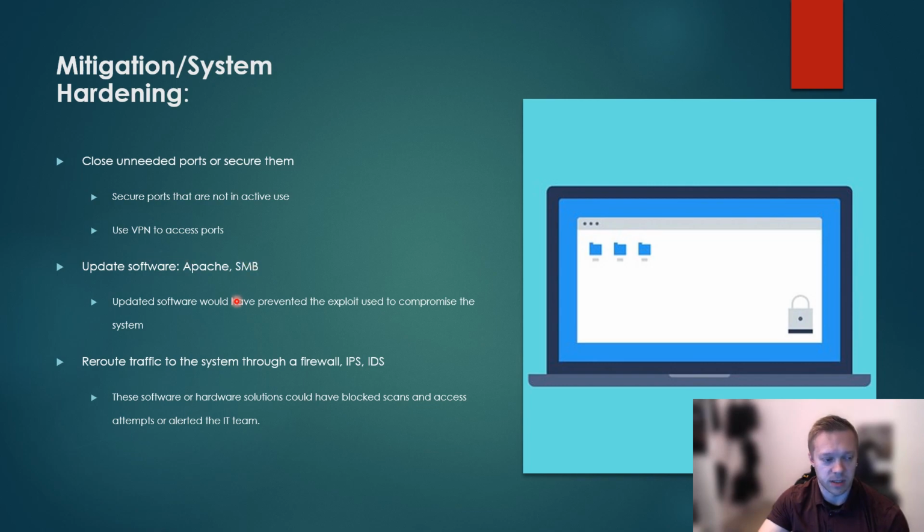The easiest way to secure against the actual attack that we used would be to update the software, the Apache and the SMB. This would have prevented the exploit used to compromise the system in this case.